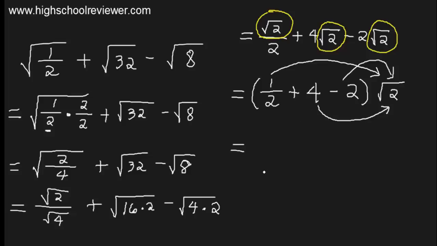So we will have 1/2 plus 4 minus 2. This will give us 2 and 1/2 square root of 2. Or we will have here 2 times 2, that is 4, plus 1. This will be 5 over 2 times square root of 2. So 5 over 2 square root of 2 is our final answer.